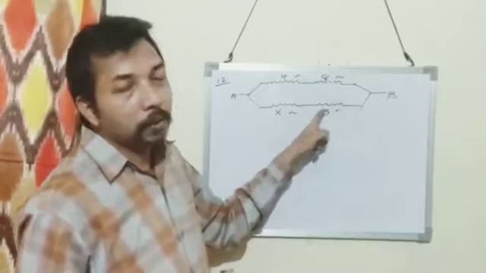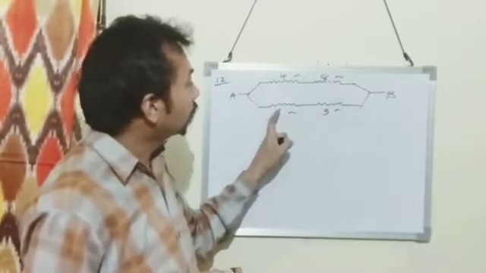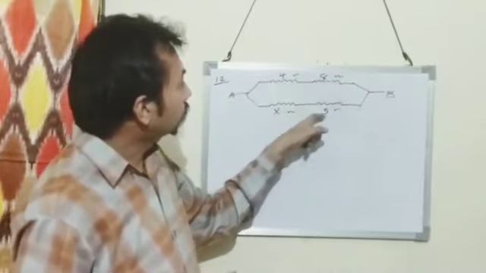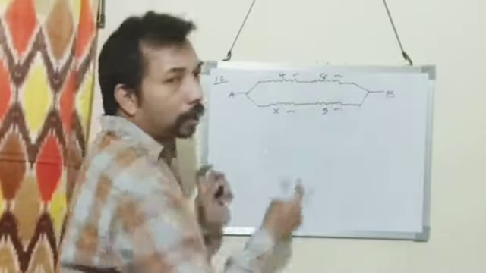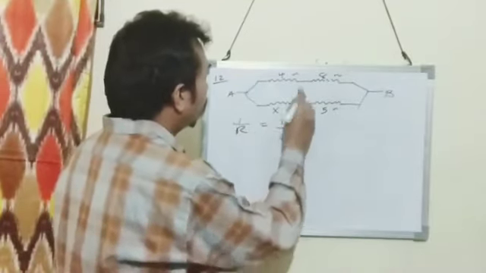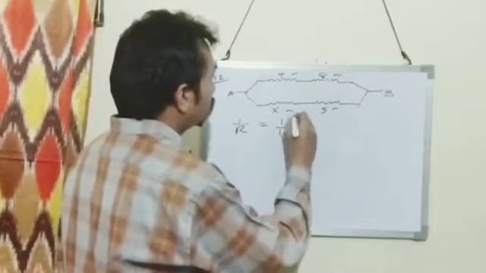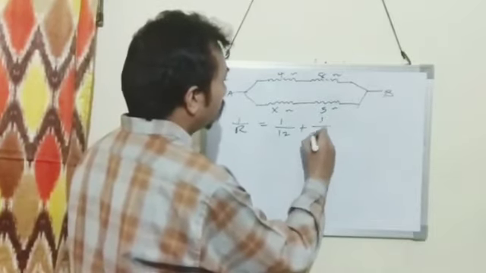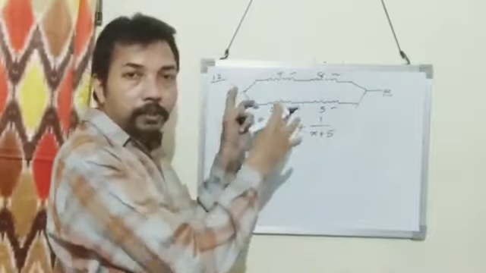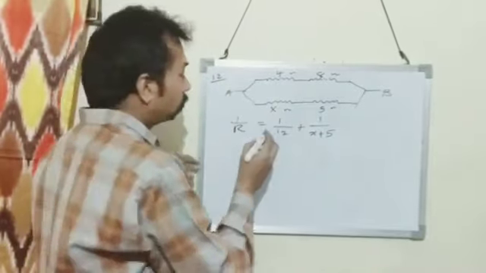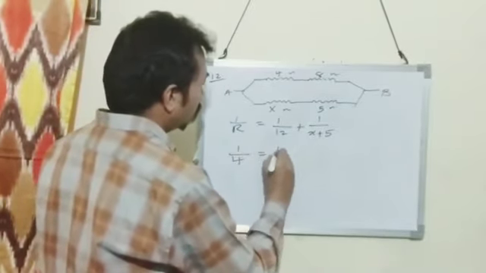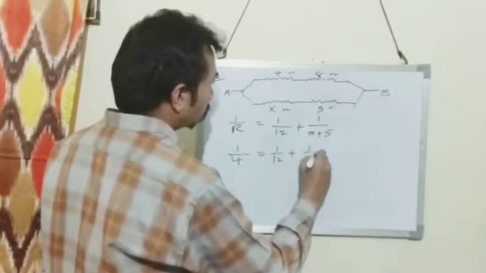And X and 5 are also in series. Their total resistance is X plus 5. This one is in series, this one is in series, but this total and that total are in parallel. So 1 by R is equal to 1 by 12 plus 1 by X plus 5. This entire circuit's resistance is given as 4 ohm, so in place of R we write 4. 1 by 4 is equal to 1 by 12 plus 1 by X plus 5.